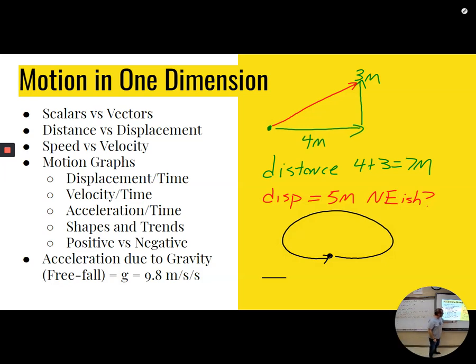And again, on the next few slides we'll look at a few graphs, and what some of the different shapes and trends tell us on each of these types of motion graphs. The big thing about positive versus negative, remember, we're talking direction, not negative numbers. If it's positive, it's whatever direction we define as positive. If it's negative, it's whatever direction we define as negative.